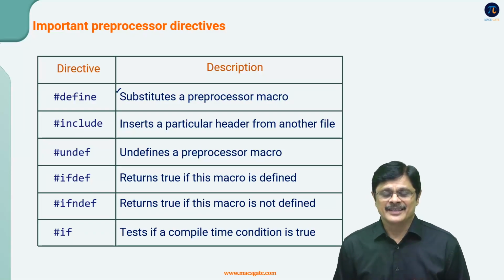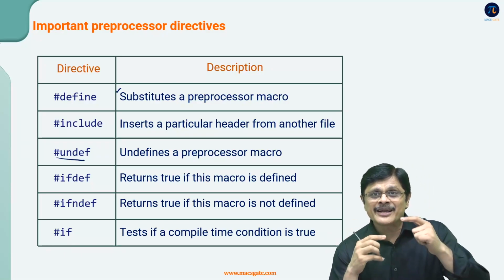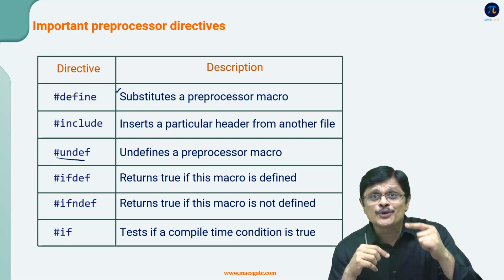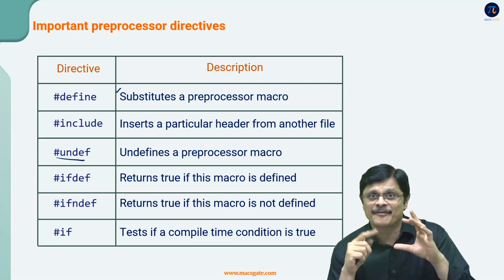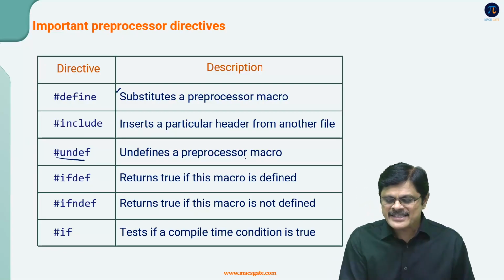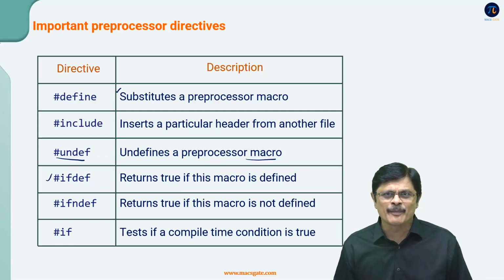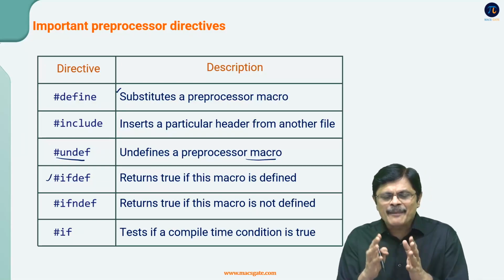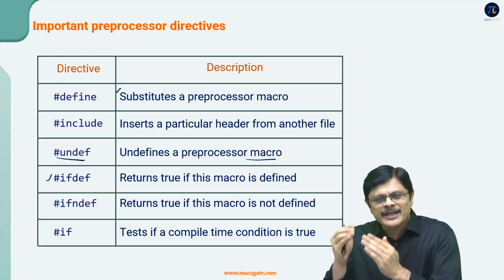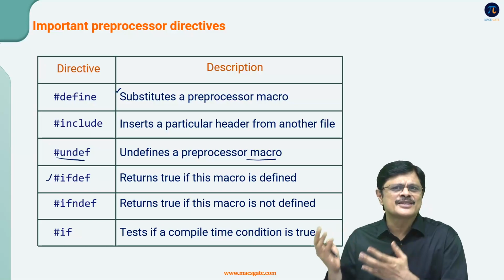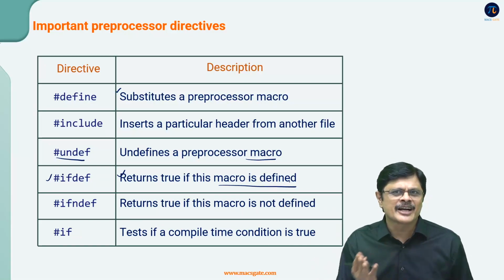Hash undef: whatever macro you define in a particular part of the program, if you don't want to use that particular macro, even if you are having that macro, you can use undef for that part. So it undefines a preprocessor macro. Then ifdef, this is called conditional compilation. If the macro definition is there, then that particular part of the code is executed, otherwise not. So it returns true if macro is defined, otherwise it will return false.